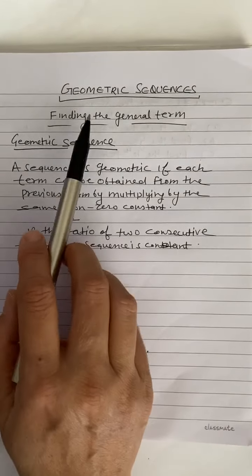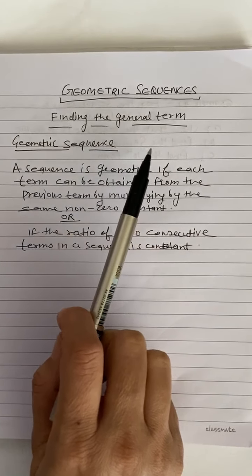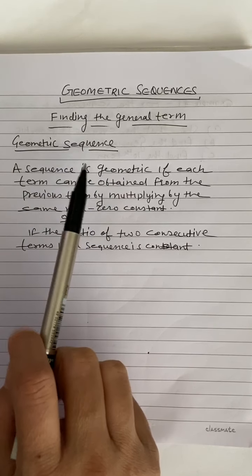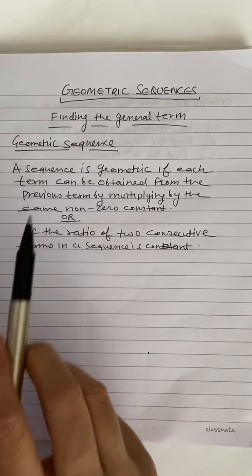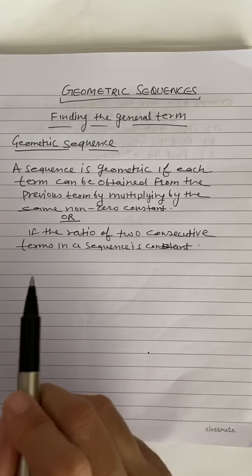Okay, in this video, I'm going to talk about geometric sequences and finding the general term of a geometric sequence. And then I will do a couple of examples so that you can have a better understanding of how to find the general term for geometric sequences.